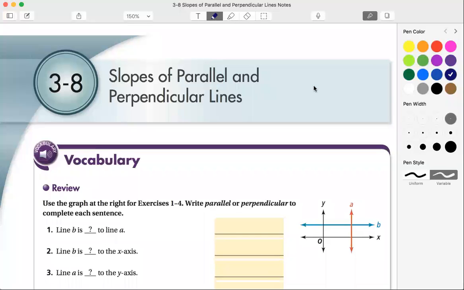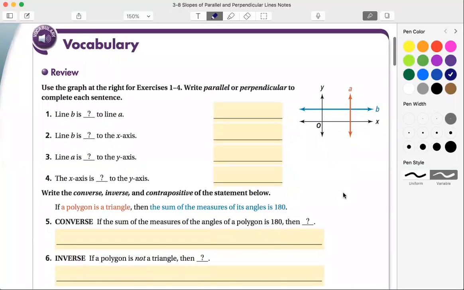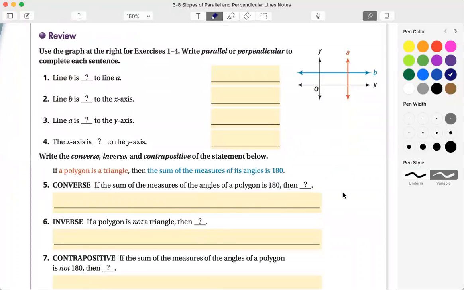And this is section 3-8, slopes of parallel and perpendicular lines. All right, vocabulary. Use the graph at the right for exercises 1 through 4. I'm going to write parallel or perpendicular to complete each one. Line B is blank to line A. It appears to be perpendicular. We don't have any other information, so we're just going to use perpendicular.